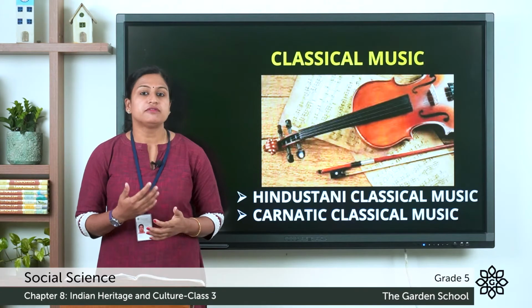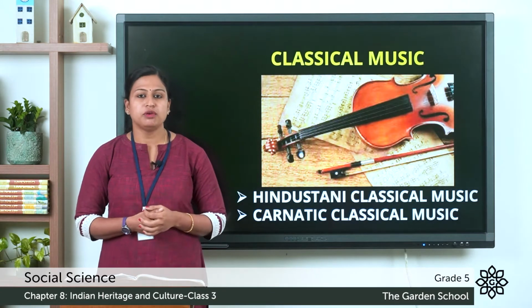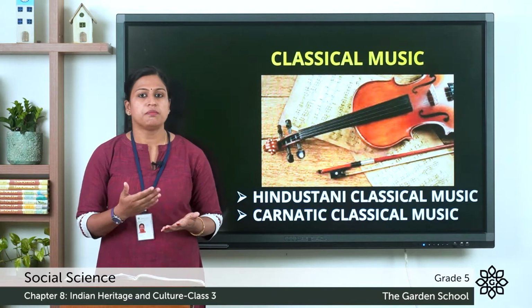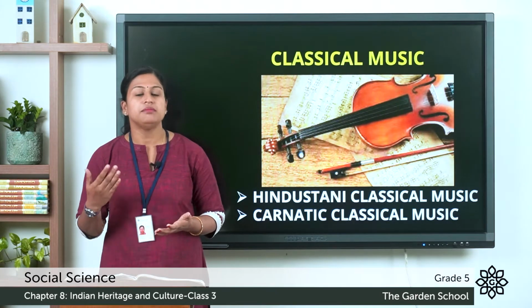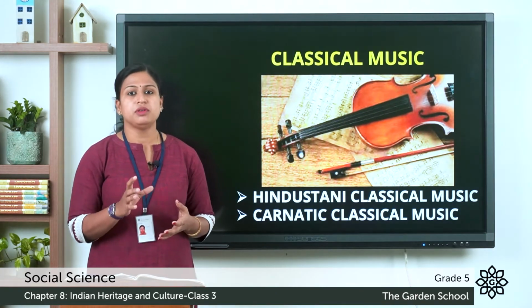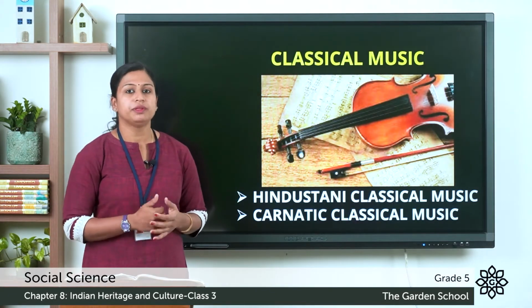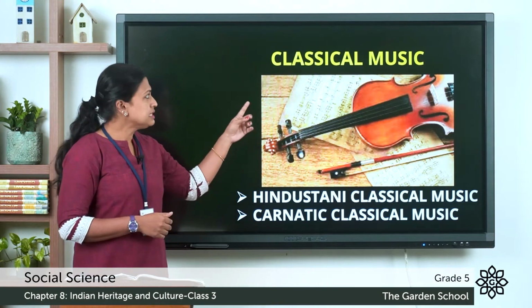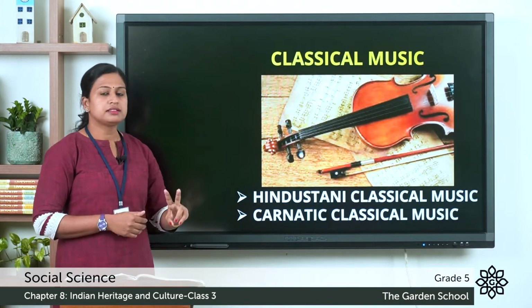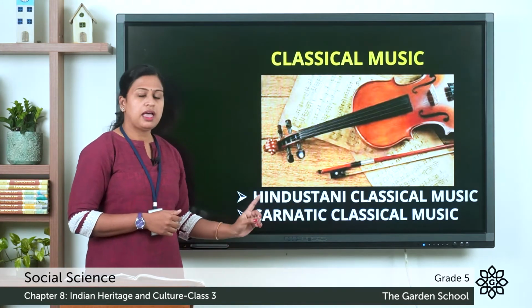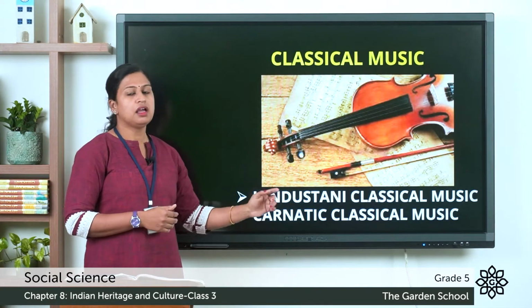India is famous for its different forms of music. It includes Indian classical music, rock, pop, folk music and many more. Among these, Indian classical music is popular all over the world. This classical music has two types: one is Hindustani classical music and the other is Carnatic music.